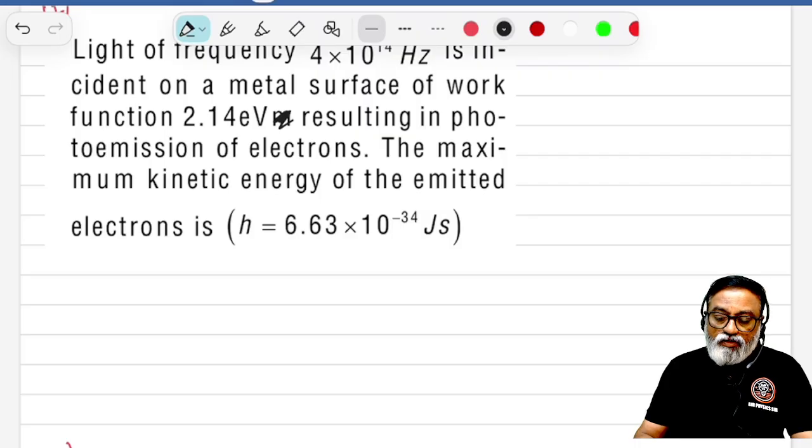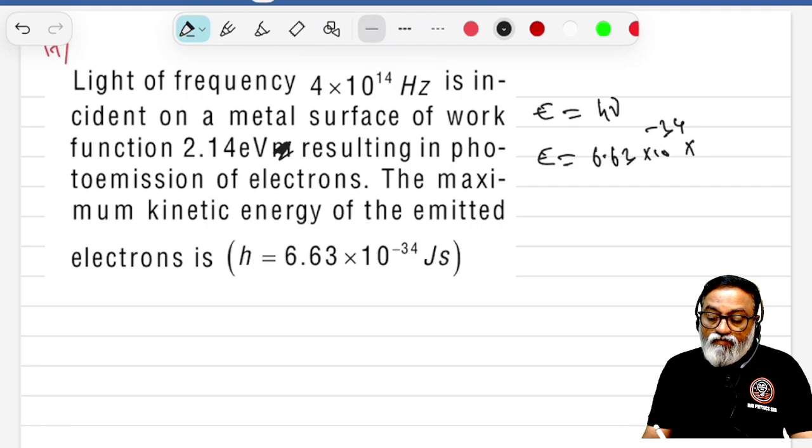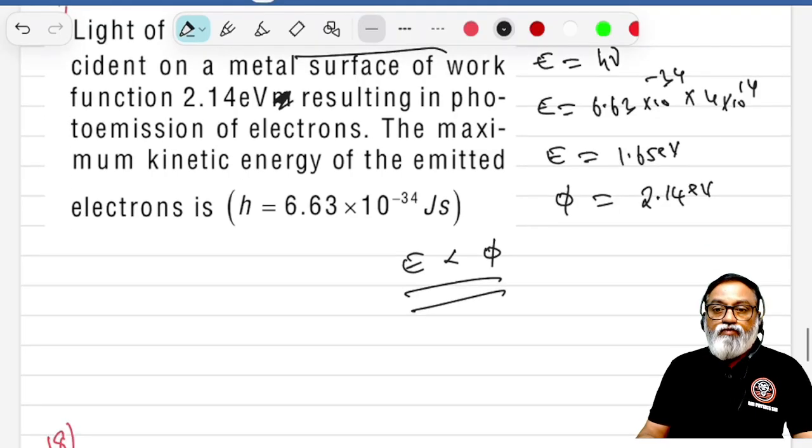First we have to find out incident energy, that is E is equal to h nu. h is 6.63 into 10 to the power of minus 34. Frequency is given as 4 into 10 to the power of 14. This energy becomes 1.65 electron volts, but work function is 2.14 electron volts. Here, incident energy is less than the work function, therefore no photoelectric emission takes place.